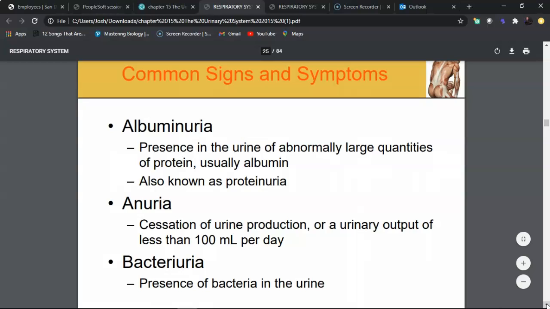If you do a catheterization and it's done correctly, then there shouldn't be any bacteria there. But if we have an infection in the bladder or the kidney or the urinary tract, then it can cause a condition called bacteriuria.